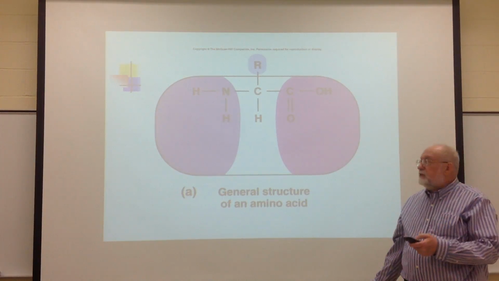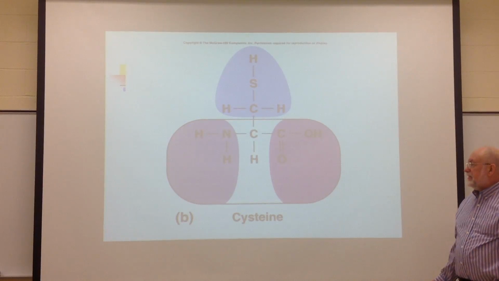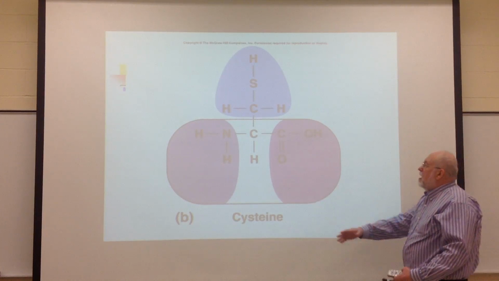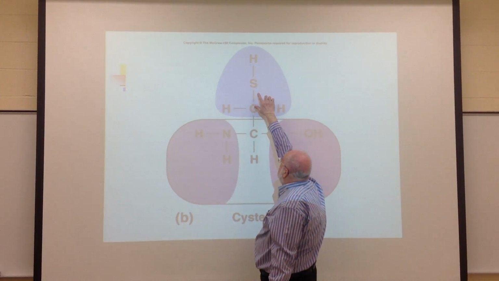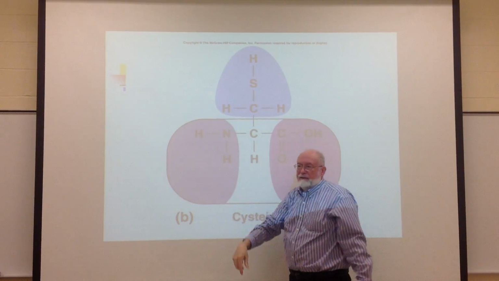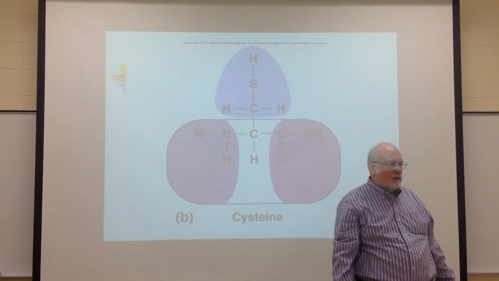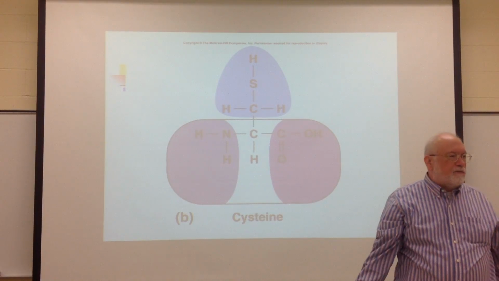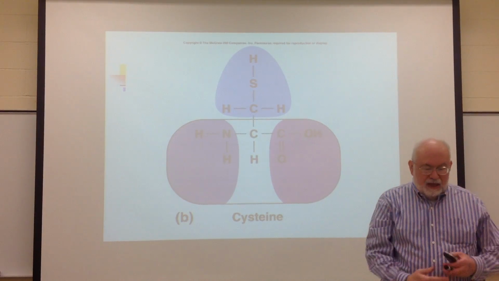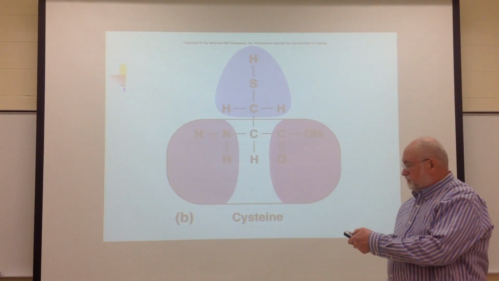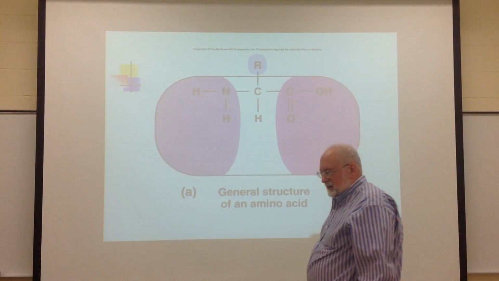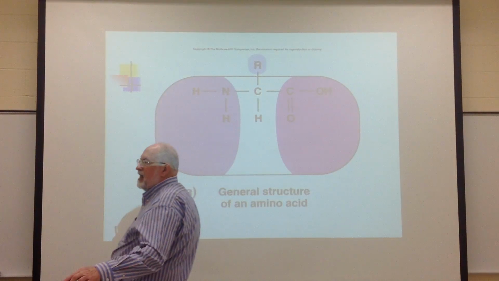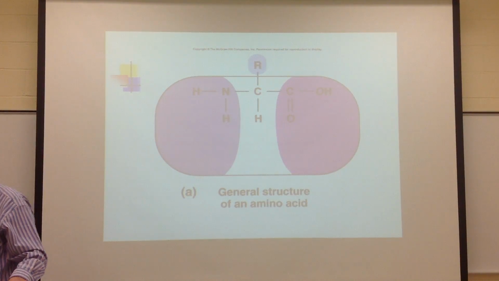Okay? Here's an example. This is cysteine, and you notice in place of the R, there's carbon, 2 hydrogens there, and then a sulfur and a hydrogen attached. That's a sulfhydryl group. All right, so this is a sulfur-containing amino acid. But let's just go back to this one. What elements do you find in an amino acid? What's up there?